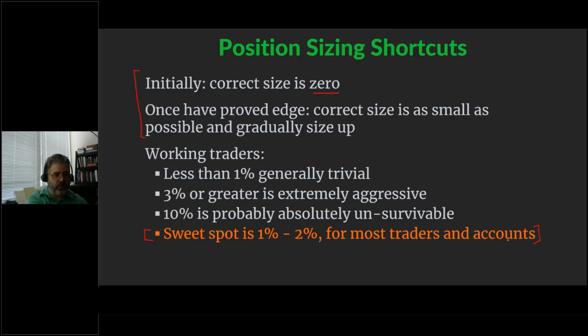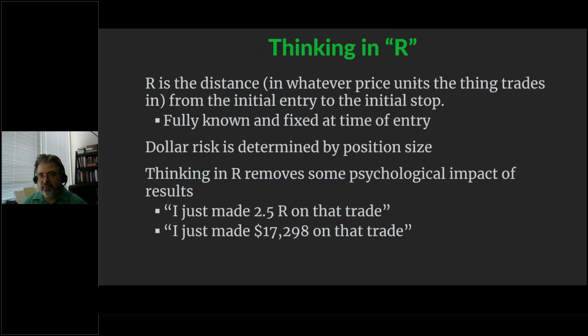Get down under 1%, it's too small. Over 3%, it's too big. 2%, which does not seem like a lot, but it adds up. If you do 10 trades and you're risking 2% per trade, you will move your account equity, generally speaking, fairly significantly. One of the other things we want to think about is in terms of R.